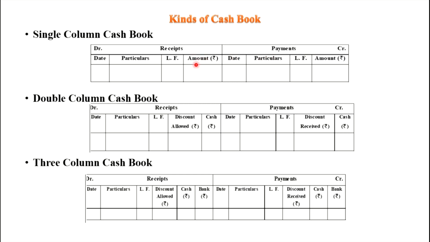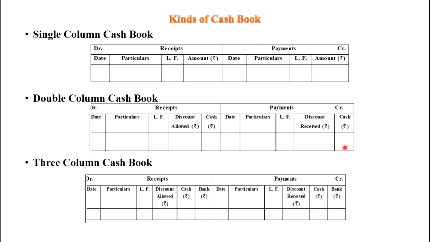Why is it called single column? Because there is only one amount column. That's why it is called the single column cash book. Another type of cash book is the double column cash book. In addition to that amount column, which is represented as the cash column, in the double column we record the discount allowed and discount received columns.